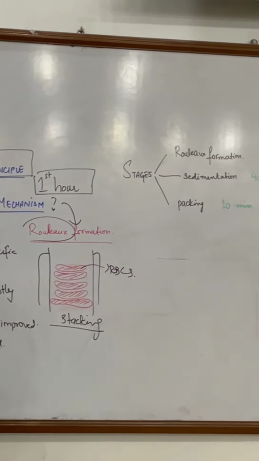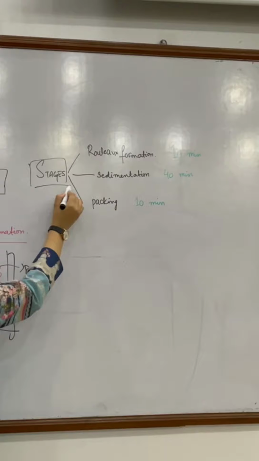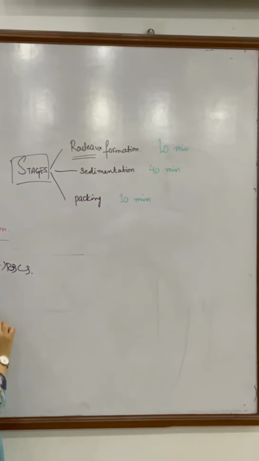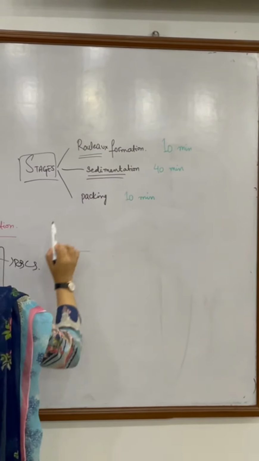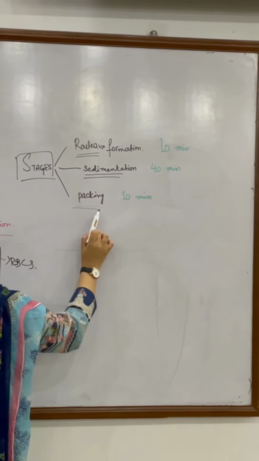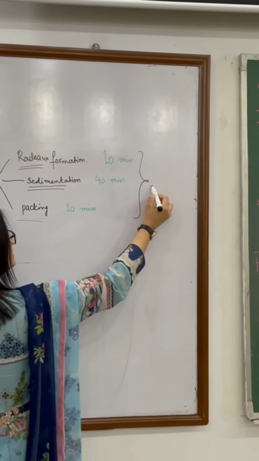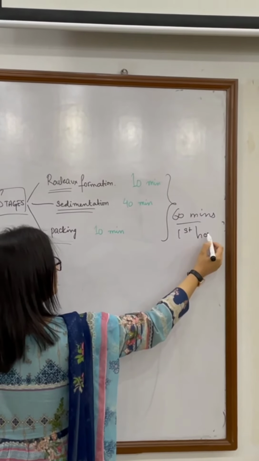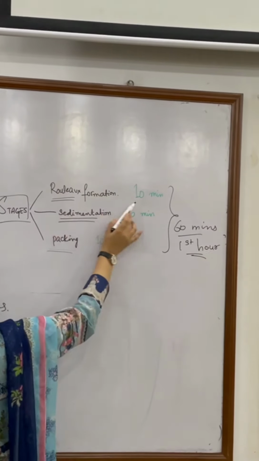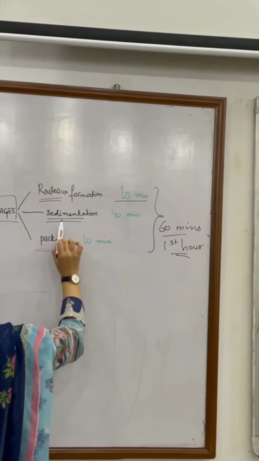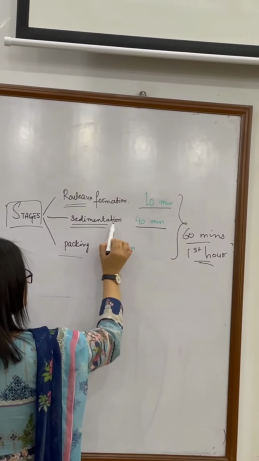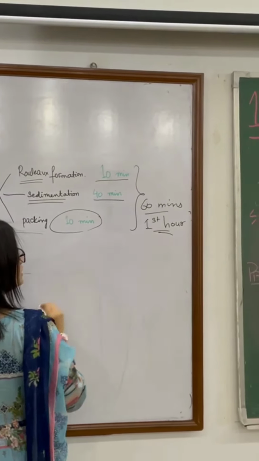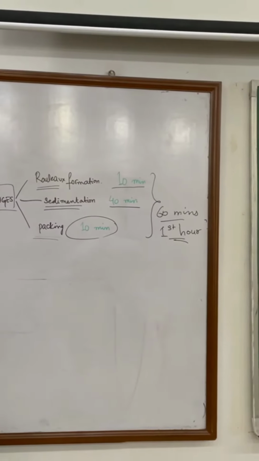Now let's talk about the stages of ESR, erythrocyte sedimentation rate. In the first stage there is rouleau formation, in the second stage there is sedimentation, and in the third stage there is packing. Overall it takes 60 minutes, that is the first hour of your practical. In the first 10 minutes rouleau formation occurs, and in the next 40 minutes the rouleau stack packs. Exactly after the first hour we take our reading of ESR.